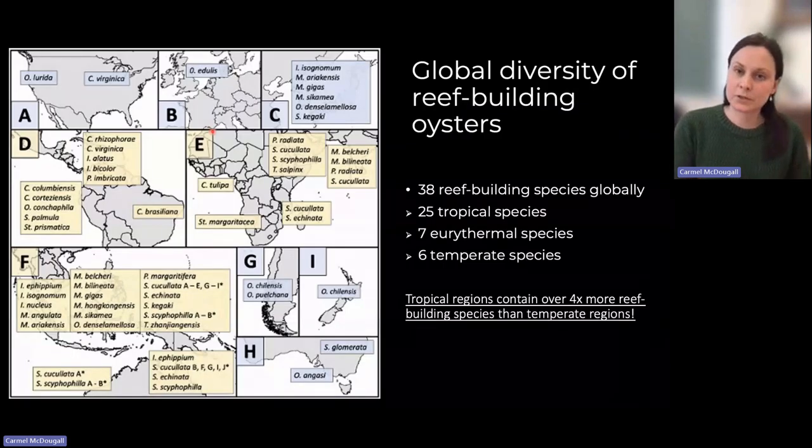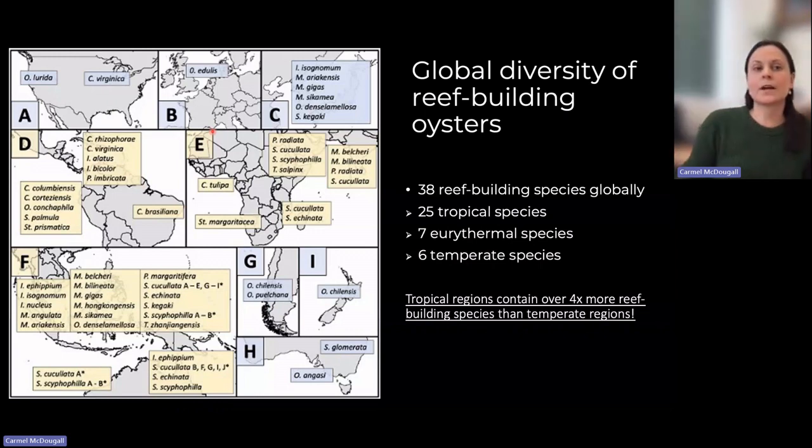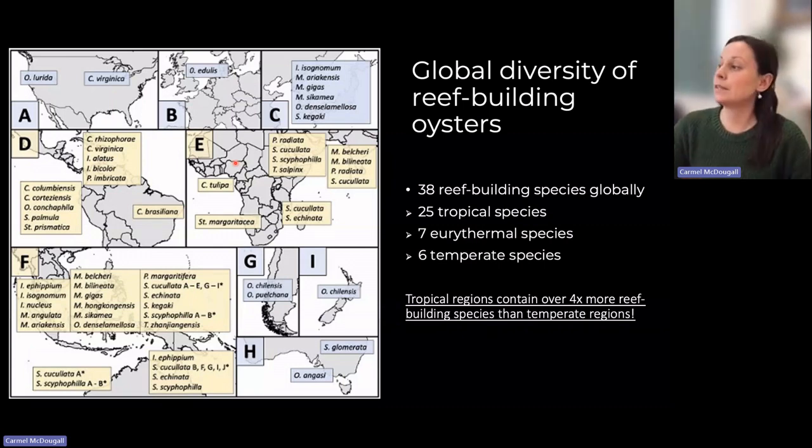So my PhD student, Marina, who I showed you just before, did a literature review to try and understand the global diversity of reef-building oysters. This review essentially highlighted that we did have 38 species of oysters that were known to be reef-building globally. And of these, 25 of them were tropical species. So this is showing us that tropical regions contain over 4 times more reef-building species than temperate regions.